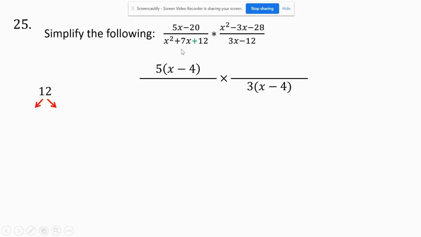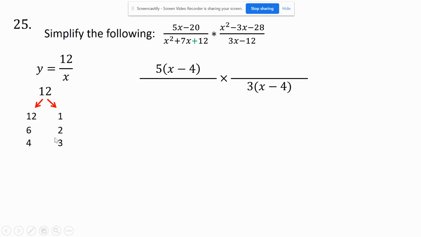But these others, I want to factor this 12. The factors of 12 are 12 and 1, 6 and 2, and 4 and 3. And if you're not sure how to find your factors, go to your calculator and do 12 divided by x and look at your table. It will give you all the numbers without a decimal in them.